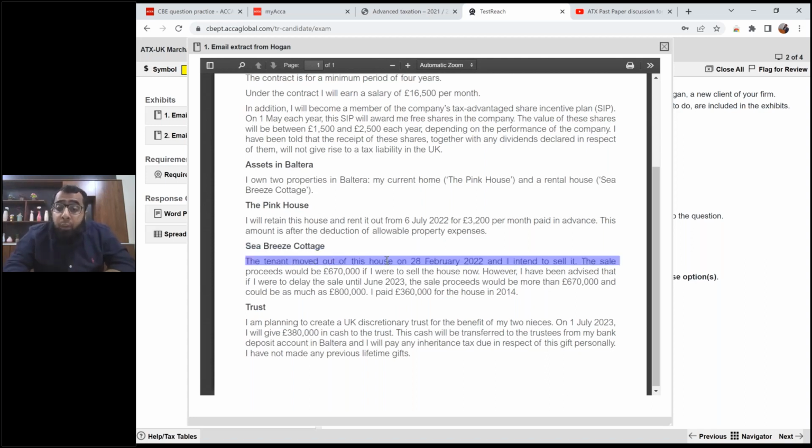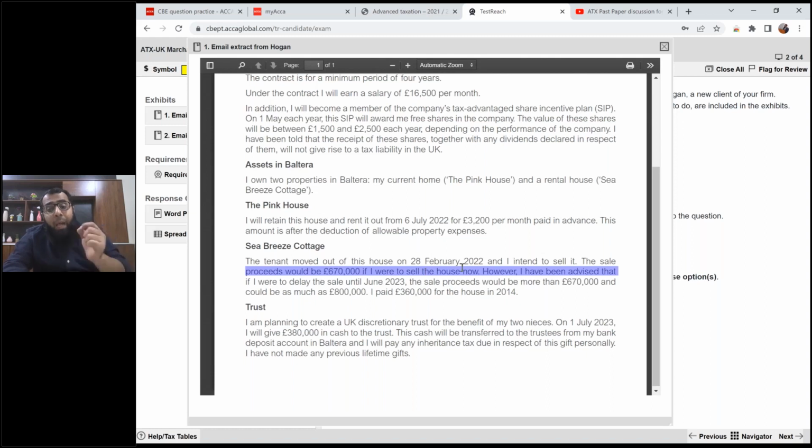The tenant moved out of the house on 28 February 2022, and I intend to sell it. The sale proceeds would be £670,000 if I were to sell the house now. However, I have been advised that if I were to delay the sale until June 2023, the sale proceeds would be more than £670,000 and could be as much as £800,000. I paid £360,000 for the house in 2014.